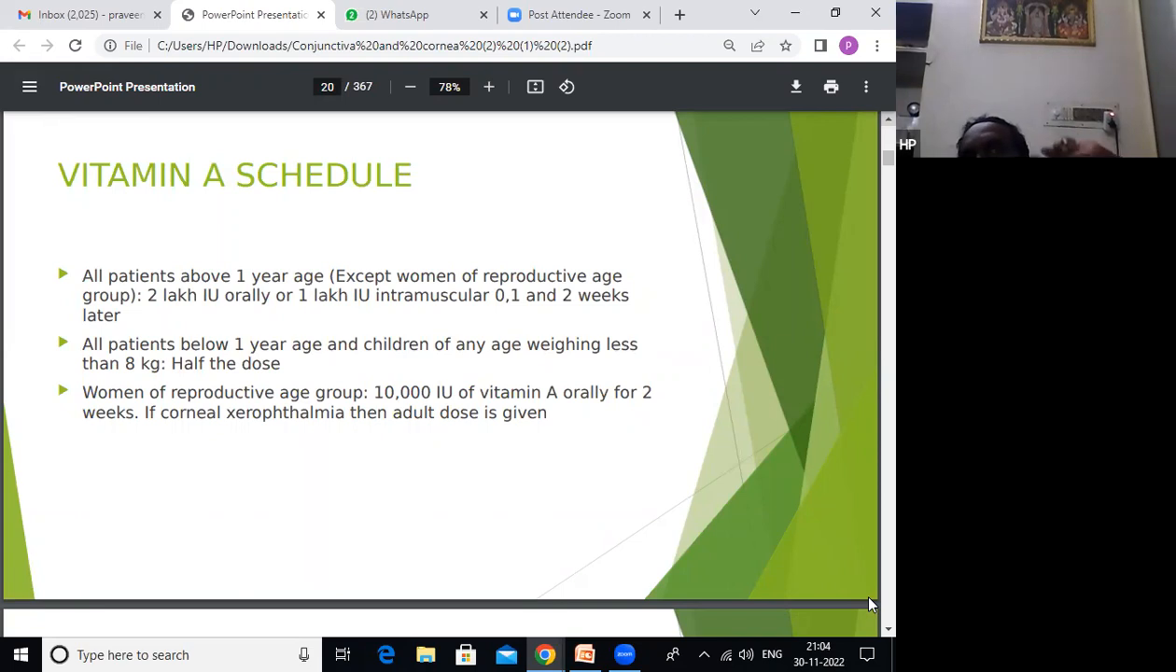So remember, all patients who are more than 1 year of age, except women of reproductive age group, you give 2 lakh international units orally or 1 lakh international units intramuscularly on day 0, day 1, and 2 weeks. All patients below 1 year of age and children of any age who are less than 8 kilograms, you have to give half the amount.